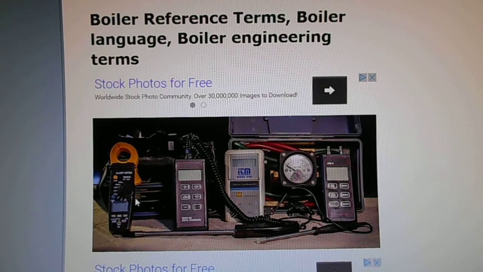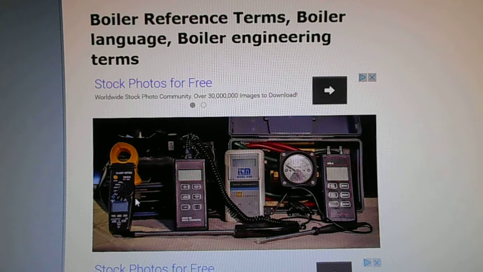Boiler terms speak to boiler language and boiler engineering terms in common use today. These are much used reference terms when discussing hot water boiler and steam boiler service. It is suggested you be familiar with these.